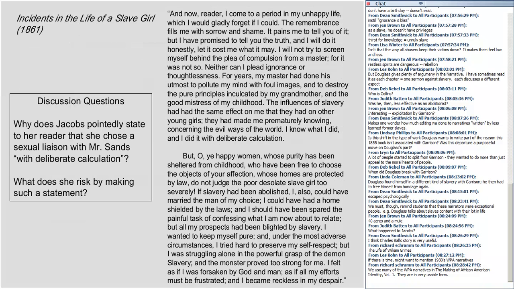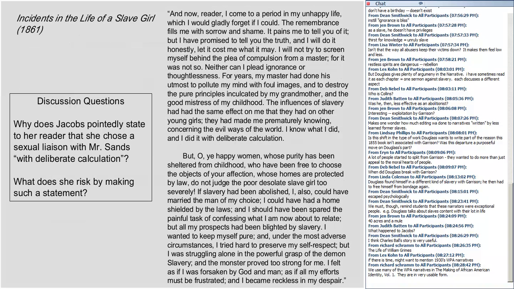Now, that's quite an admission for a 19th century woman to say: I know what I did. That is, I deliberately entered into this sexual relationship with a man who was not my husband, with a man who was on the other side of the color line, and I did it with deliberate calculation. It wasn't an accident. Nobody talked me into it. I made this decision on my own.